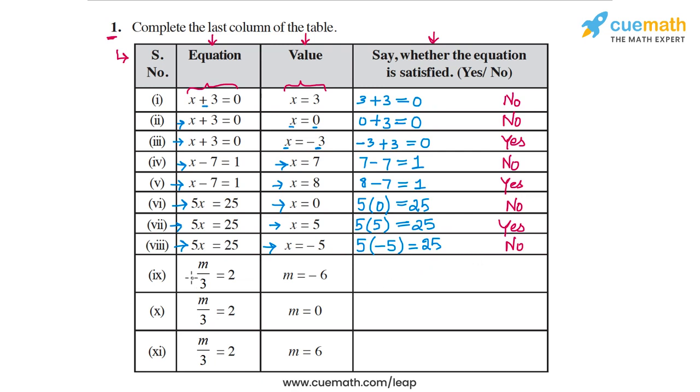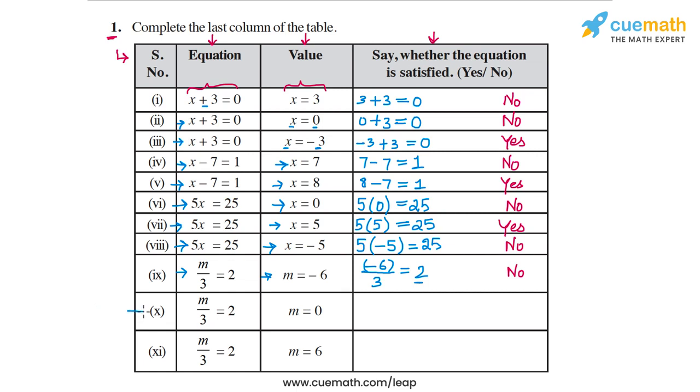In the ninth part, the equation is m by 3 is equal to 2 and the variable's value is m equal to minus 6. So let's substitute m equal to minus 6. So we get minus 6 by 3 on the left hand side, and on the right hand side we get 2. Now minus 6 by 3 is minus 2, but the RHS is 2. So this equation is not satisfied.